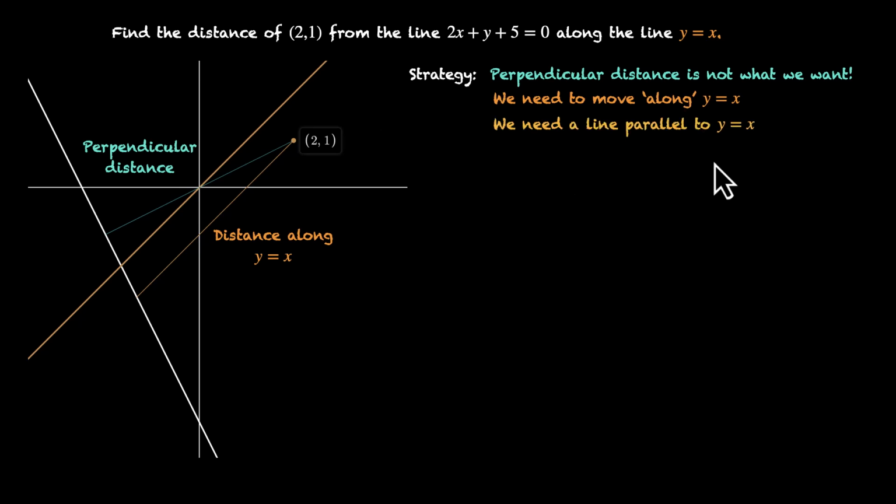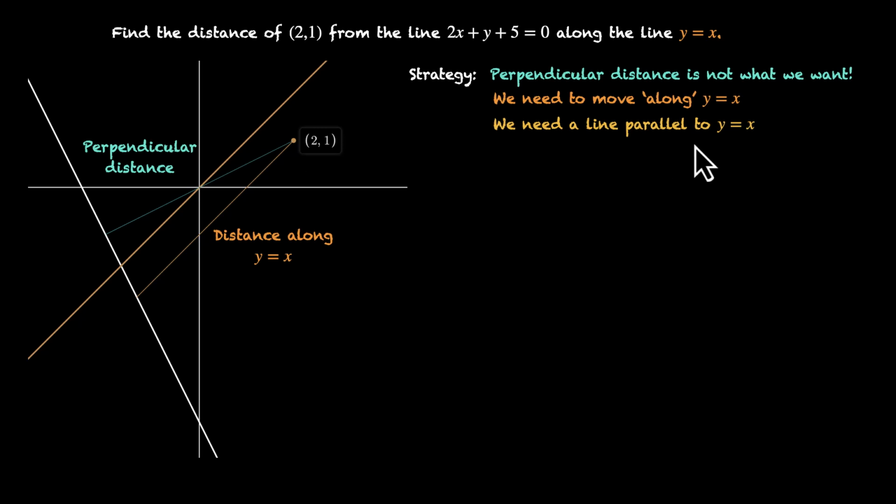Along means parallel, which means we need a line parallel to y = x. So if we move along this line, we need to find a line parallel to this that's passing through (2, 1). This is the line that we want. If we know the equation of this line, we can find the point of intersection. And once we have the point of intersection, we can use the distance formula to find the length. Can we find the equation of this line? Pause the video, try this on your own.